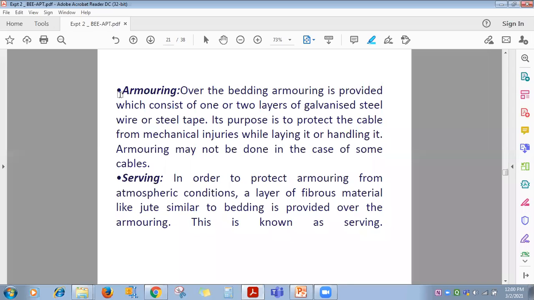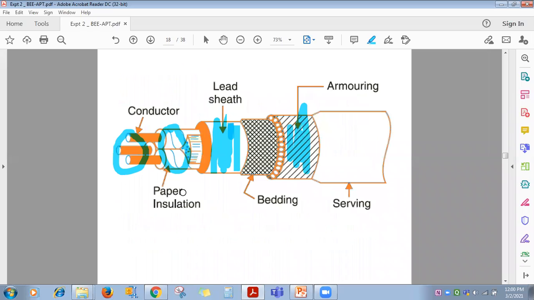To increase its mechanical strength, armoring you can provide. Again, it is a metallic layer. It is made up of galvanized steel. To protect this armoring, again a fibrous layer is there, serving. One advantage: this armoring is metallic, so to stop its corrosion, serving is there, and its corrosion will not take place. So for the last two layers, not everywhere will you find armoring and serving, but all the previous ones up to bedding you will find in every cable. The last two depend on environmental condition.